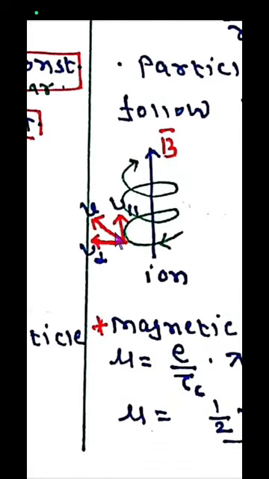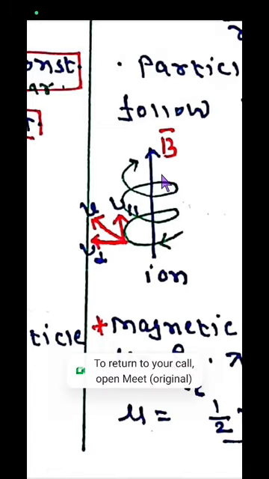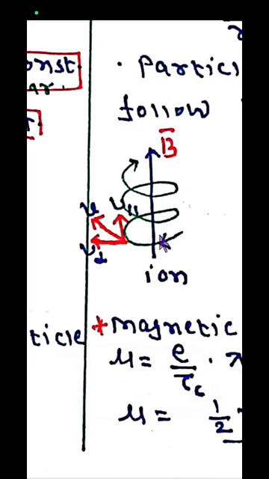So in this way we get spiral motion. This is the magnetic field, and the particle, suppose an ion, moves in this way. So a charged particle moving with velocity V in only a magnetic field has helical or spiral motion, and this one is called the guiding center. Here is the guiding center, here is the guiding center, here is the guiding center. These are all its guiding centers.